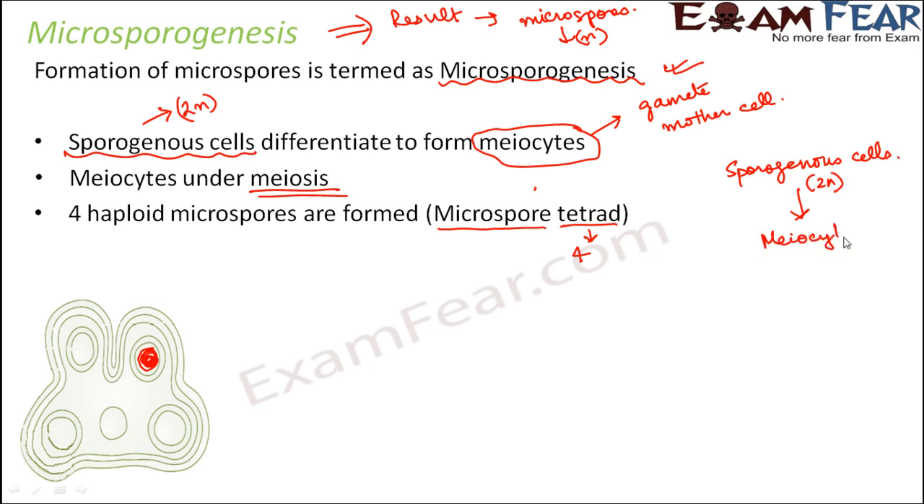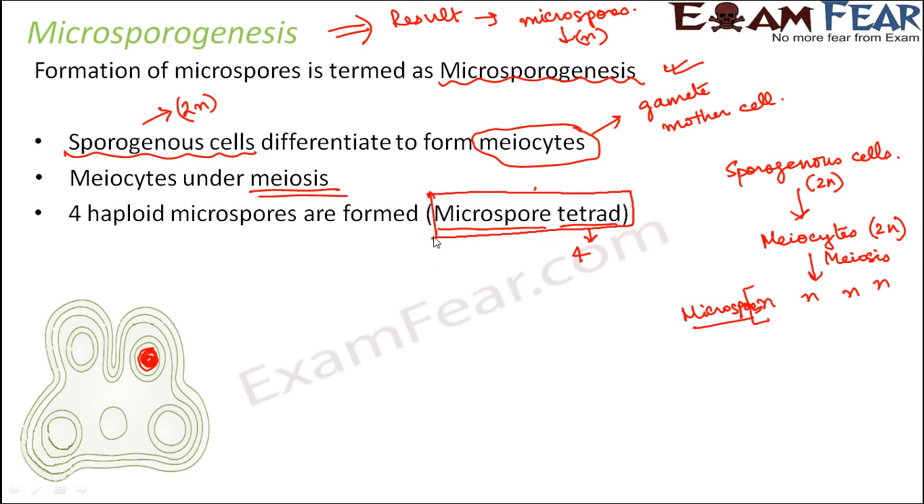Now what do you mean by differentiate? That means they are not basically dividing or anything. They are just grouping up together or differentiating to form some specialized cells. And those specialized cells are the gamete mother cell, that is the myocytes. These myocytes are also diploid, and these myocytes will undergo meiosis, which is the reduction division, and it will form 4 haploid cells. And these 4 haploid cells are nothing but the microspores. Since 4 of them are formed, it is called microspore tetrad. So this is how microspores are formed.